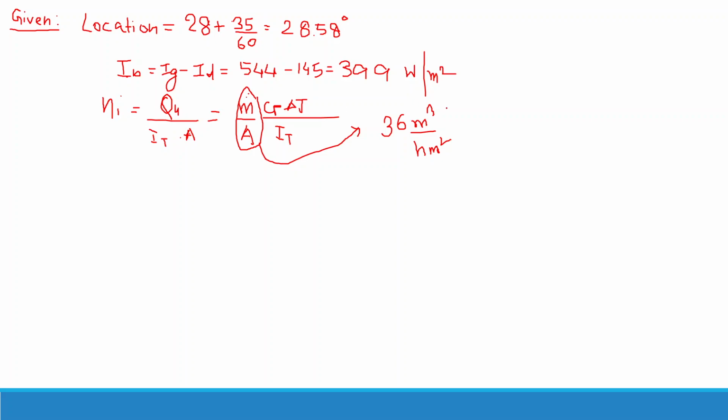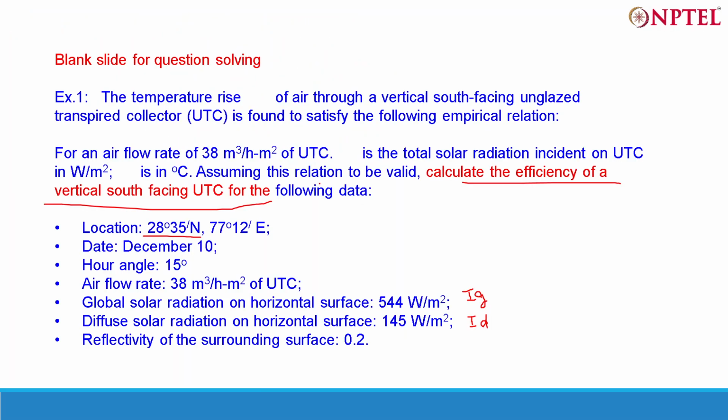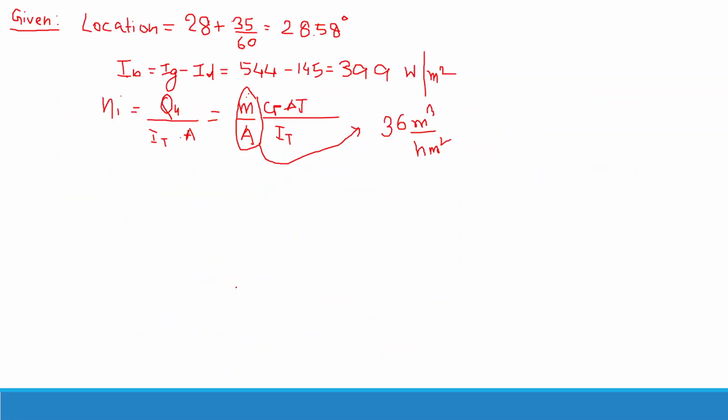So m dot, this is basically your data, given as 36 or 38. I don't remember, it's 38. I have changed the values of the numericals so that we can approach it in a fresh way. The airflow rate is given in meter cube per hour per meter square, but you need it in kg, not meter cube. So how do you convert meter cube into kg? Simply multiply it with density. So this is 38. How much is the density of air? 1.2 kg per meter cube.